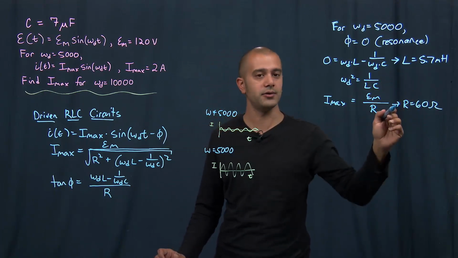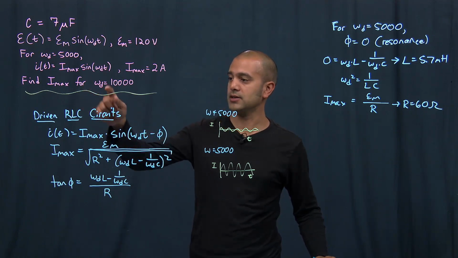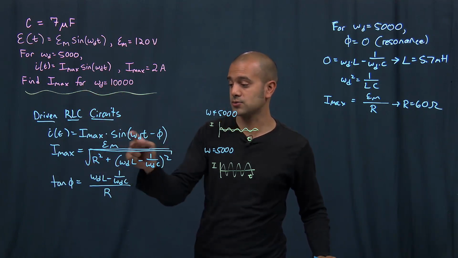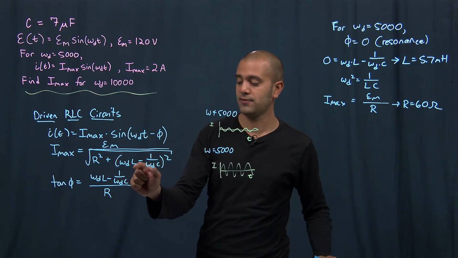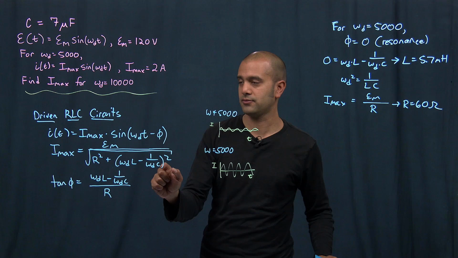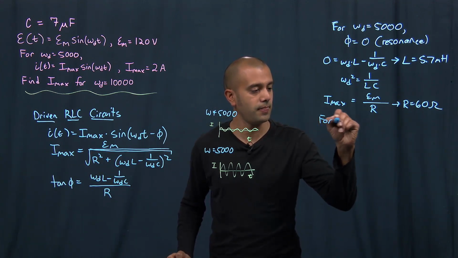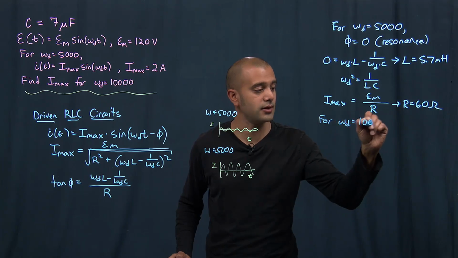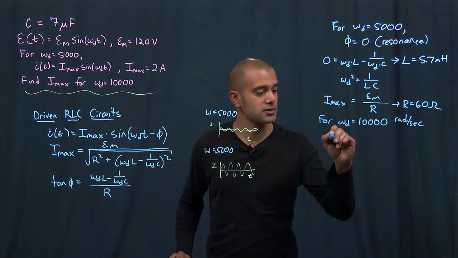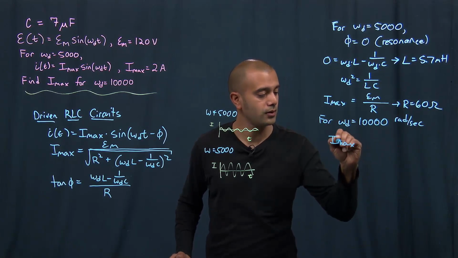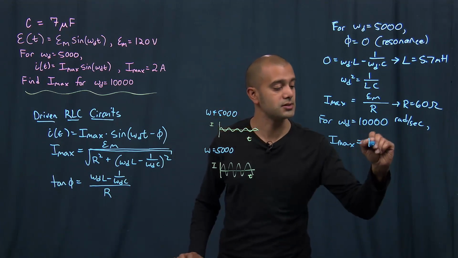Okay, so we've found what we needed. We have the inductance, we have the resistance, and now we can plug it all in for omega d equals 10,000. So if I plug in all these values, 120, 60, 10,000 for the frequency, 5.7 millihenries here, 7 microfarads there, and then carrying this all out, you'll find that for a frequency of 10,000 radians per second, you get a max current which is 1.62 amps.